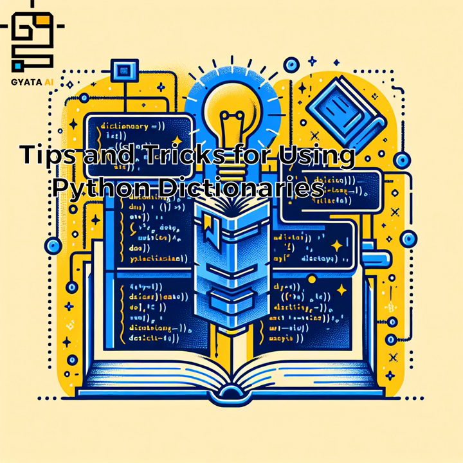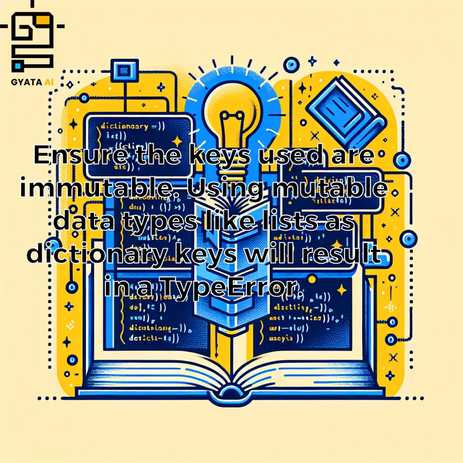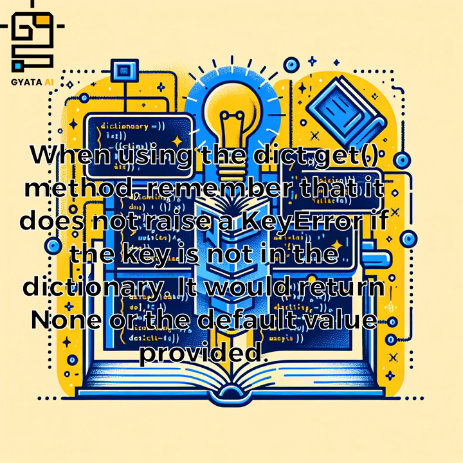Tips and tricks for using Python dictionaries. Ensure the keys used are immutable. Using mutable data types like lists as dictionary keys will result in a TypeError. When using the dict.get method, remember that it does not raise a KeyError if the key is not in the dictionary. It would return None or the default value provided.